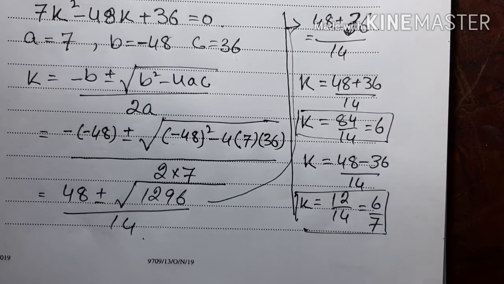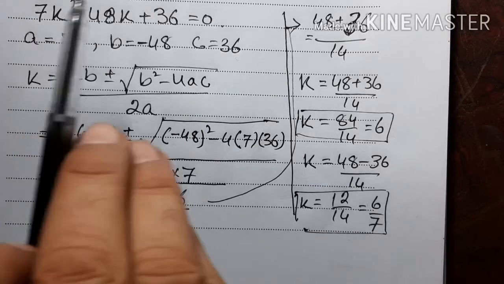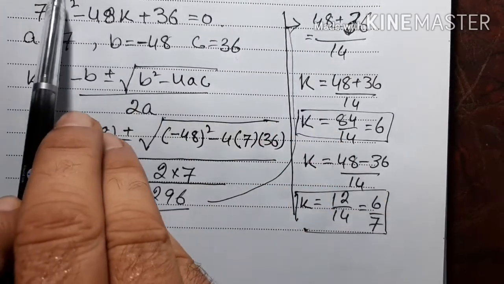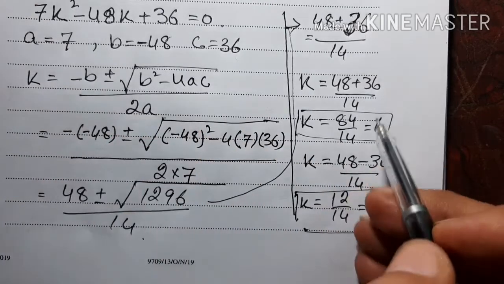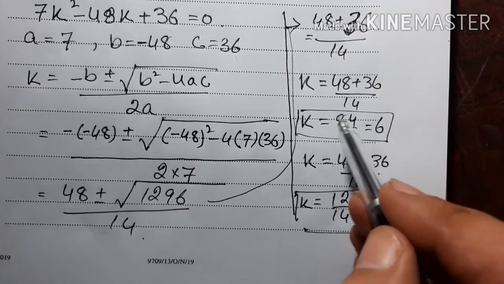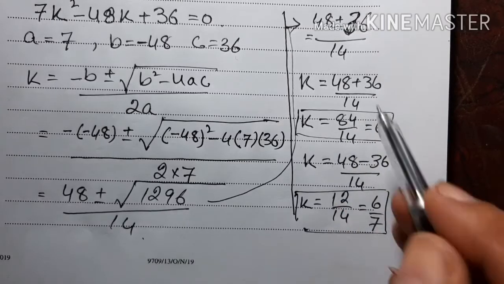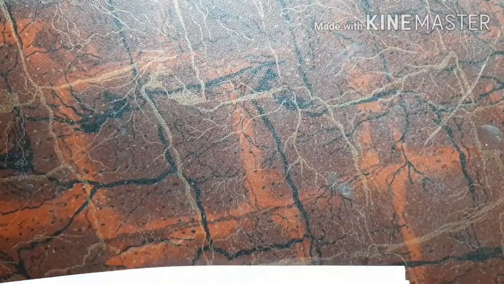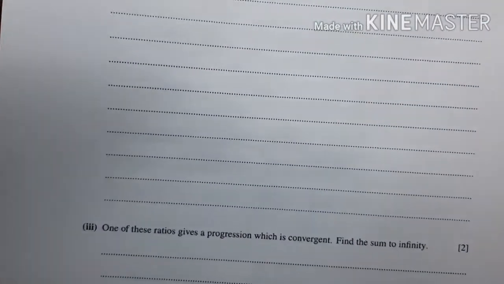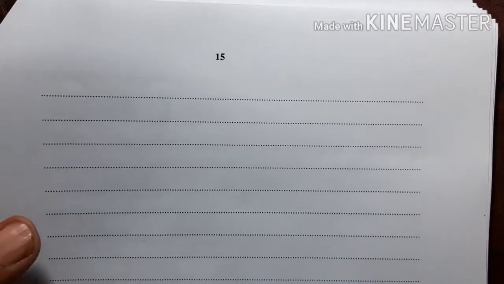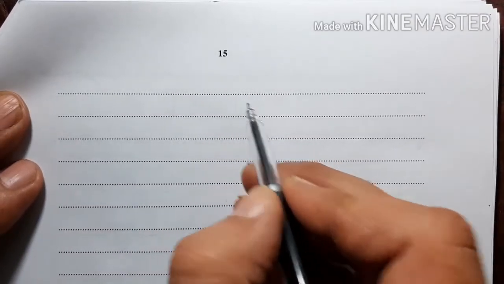Now he's asking for the exact values of the common ratio corresponding to each of the possible values. So we need to find the value of the common ratio, which is R, by using these two values of k. Okay. I'll split this space in two parts.